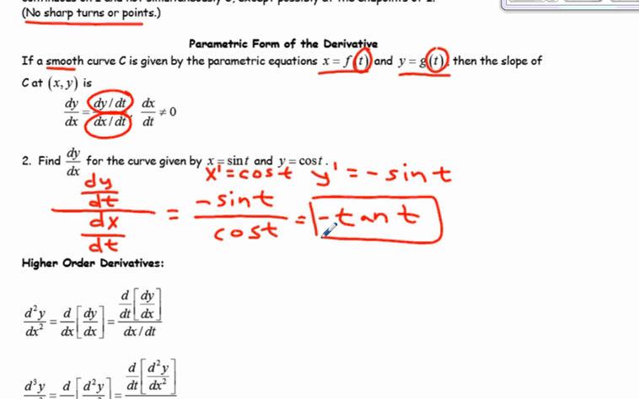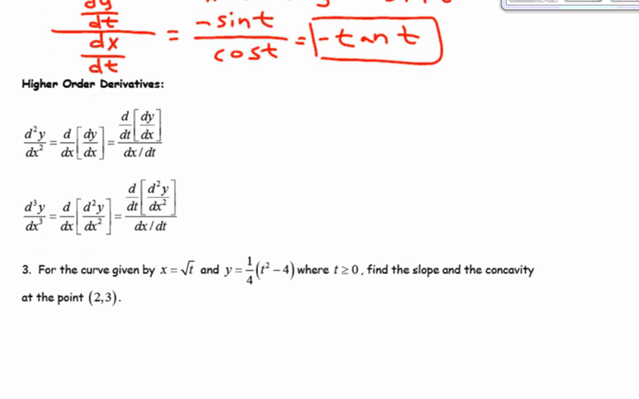Okay, so pretty straightforward there for the parametric equations. Now, the first derivative of a parametric equation is pretty straightforward. However, the higher order derivatives, second derivative, third derivative, get a little bit more complicated. Now, don't be scared by what you see here. It looks more complicated than it really is.